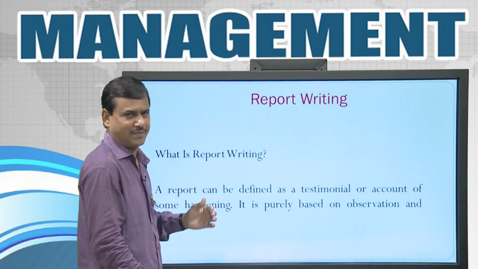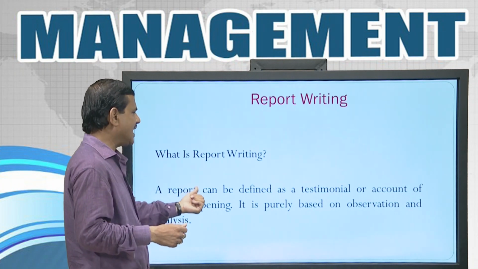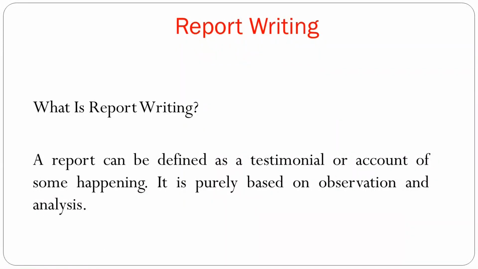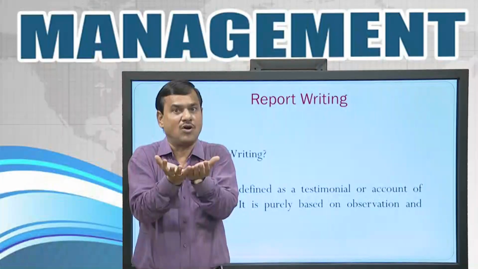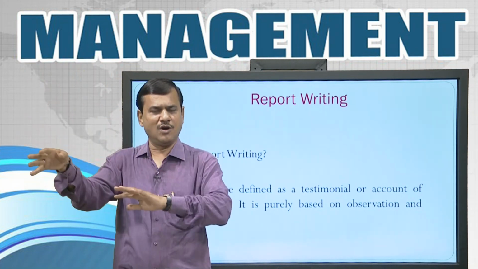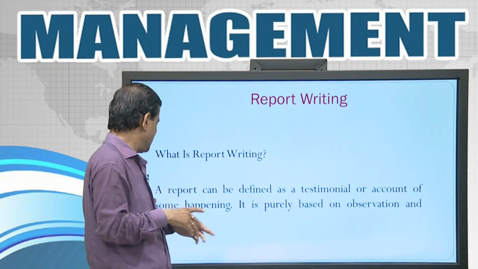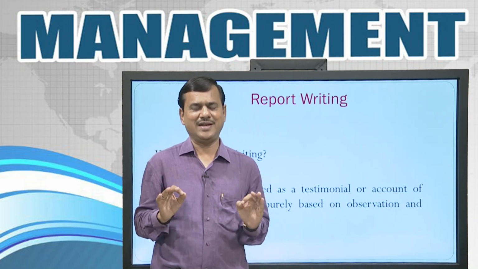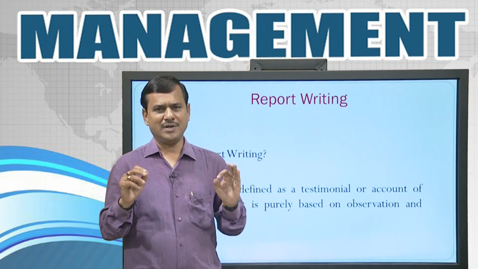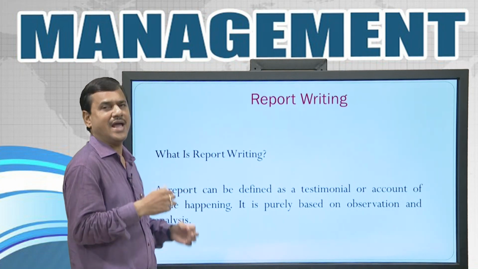So let us see technically. If you have to see the definition, then you will find out what report writing is. A report can be defined as a testimonial or account of some happenings. Testimonial, that means evidence, proof, some kind of record, or account of some happening. Something is happening, something is going on, and you record it somewhere. It is purely based on observation and analysis. As I told you earlier in introductory remarks, a report is based on observations and analysis.